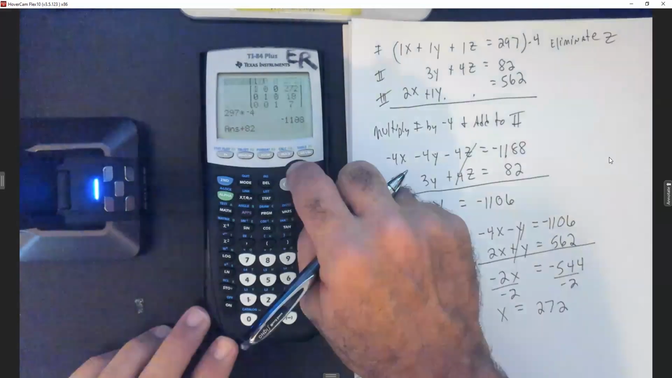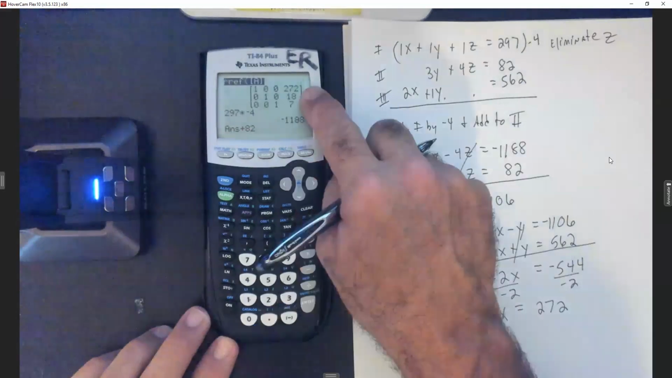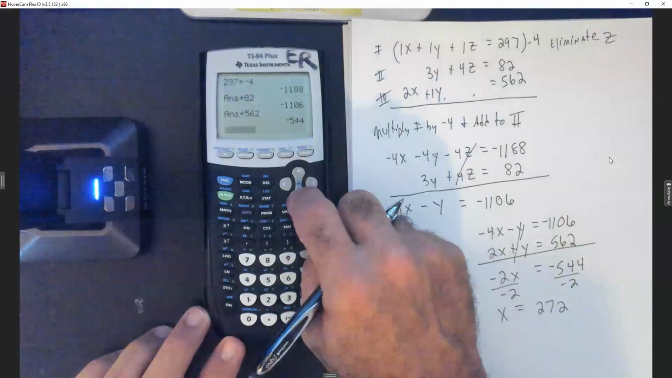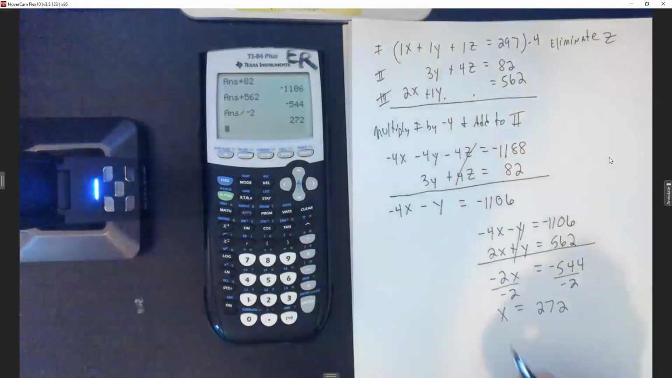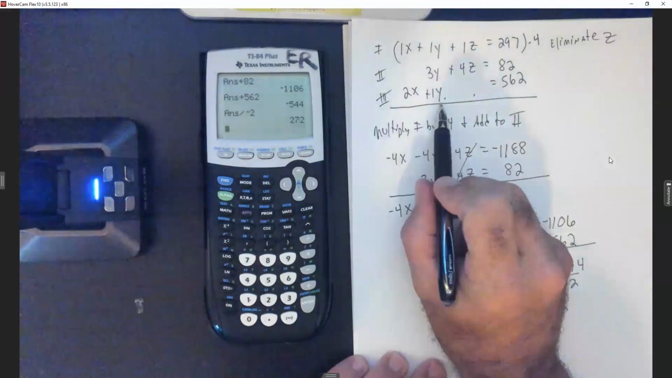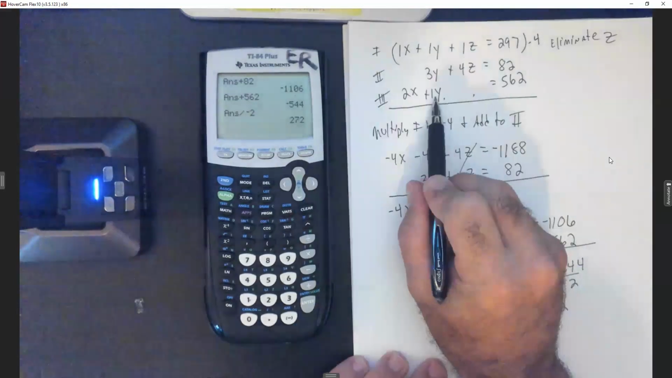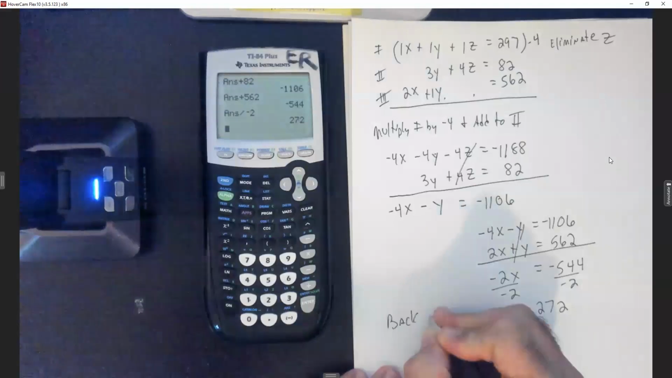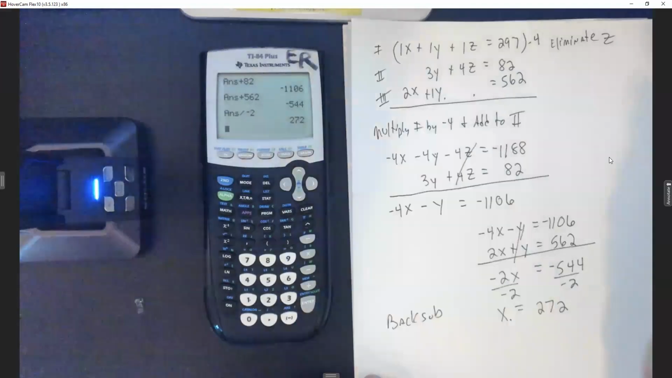Well, there it is, 272. So let me arrow back down and get back down here now. All righty, so since I know the x, I'm going to back substitute. And look here, I got x's and y's. So I'm going to back substitute into that equation. Remember, it don't matter which one you pick, it's which one you think is the easiest for you.